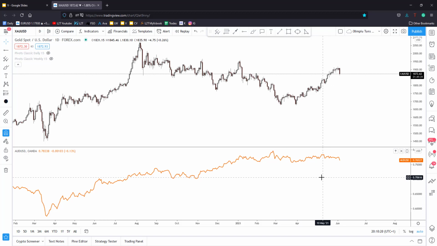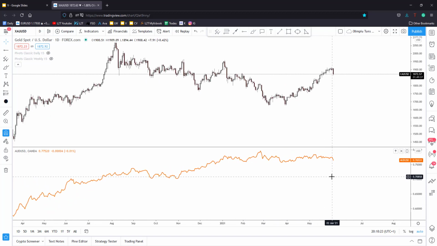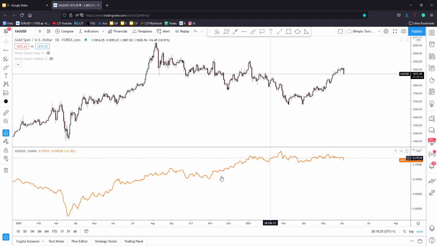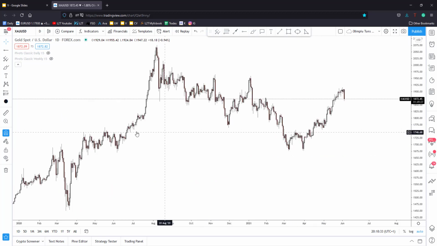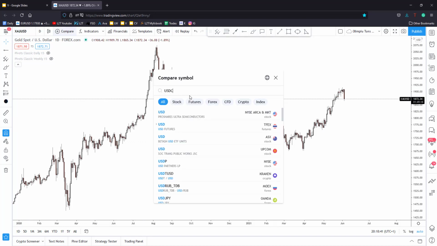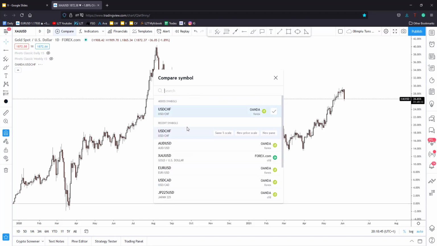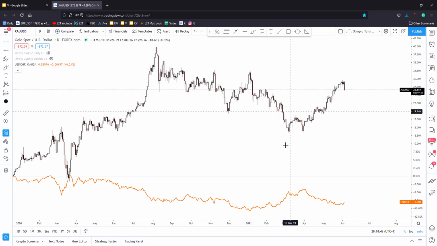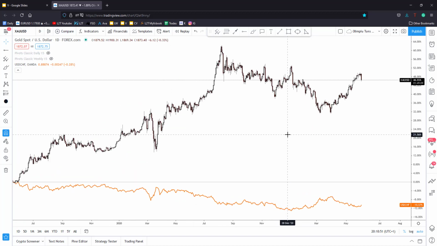So you can see that the price of gold has increased, also the Australian dollar versus the US dollar has increased as well. Okay, also gold, and let's compare it with the US dollar versus the Swiss franc, and let's see. I believe we have a negative correlation between these two.